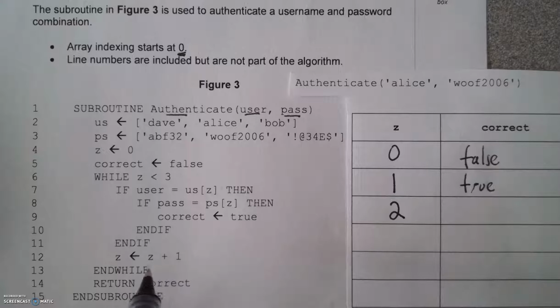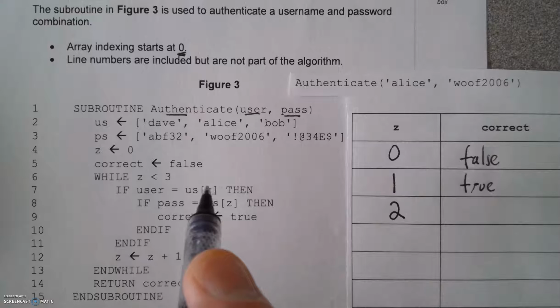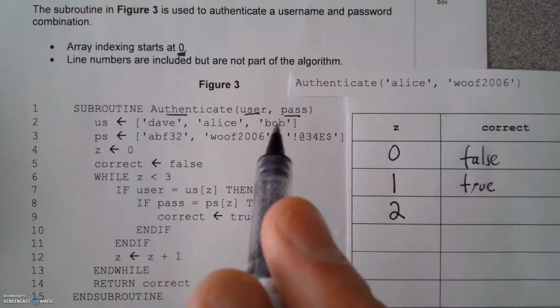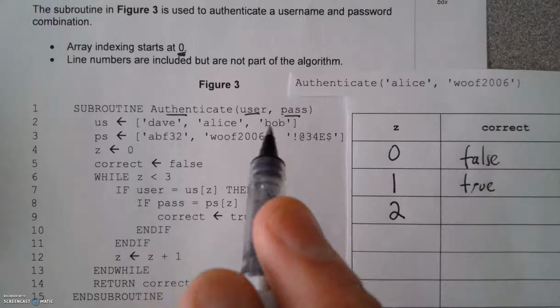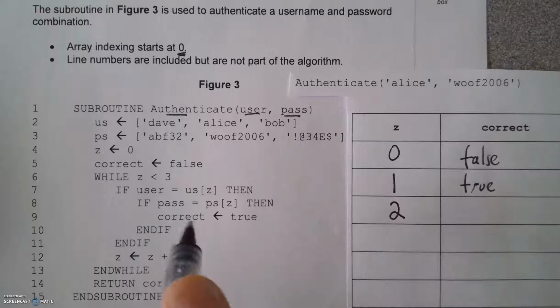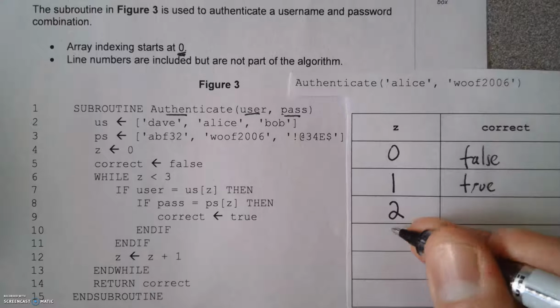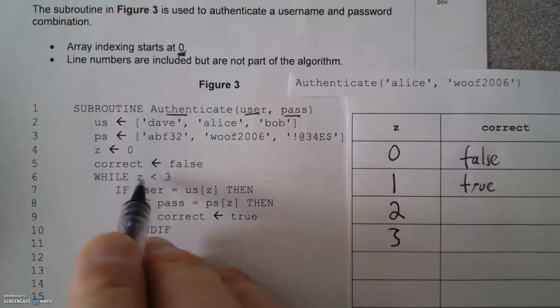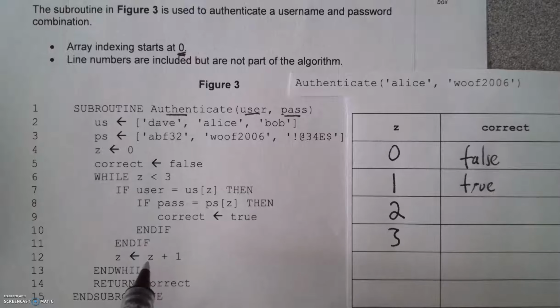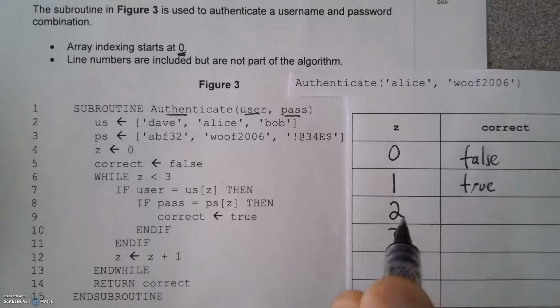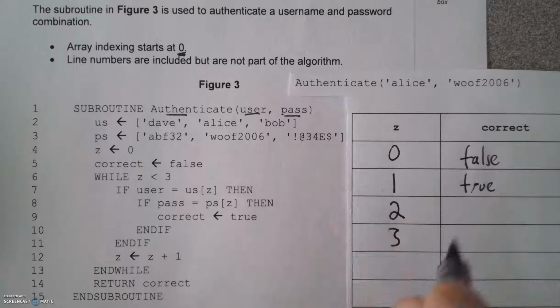z is less than 3, yes, it's only 2 at the moment. If user equals US[z], that's now 2. They don't match because it's Alice, so I ignore that. z equals z plus 1, that's now 3. While z is less than 3, this loop can now stop and go to end while and return correct. So that would return true, and that would be the end of my trace table. That is it filled in.